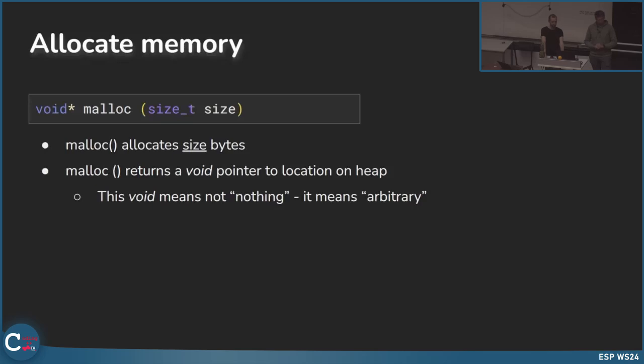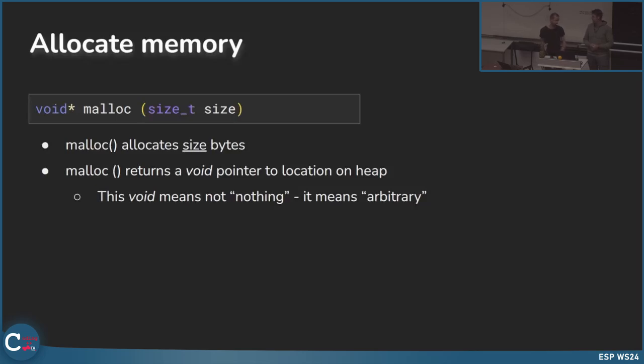Okay, how can we do that? There is a function called malloc, which stands for memory allocation, and it takes one parameter. It's called size, of type size_t. Basically you hand over a number, the number of bytes you want to allocate. It can be 1, it can be 1,000, it can be 1,000,000, depending on how much memory you want to have.